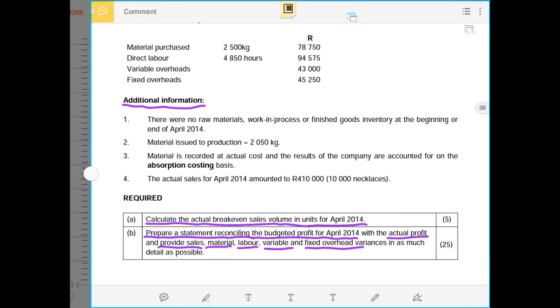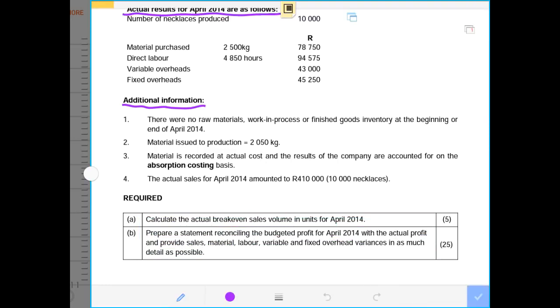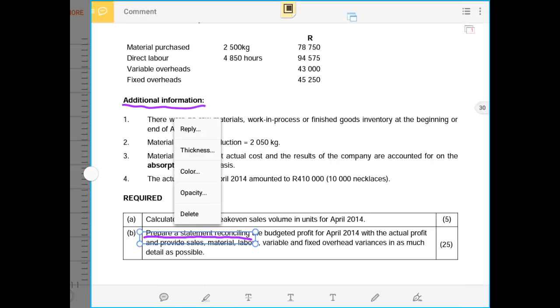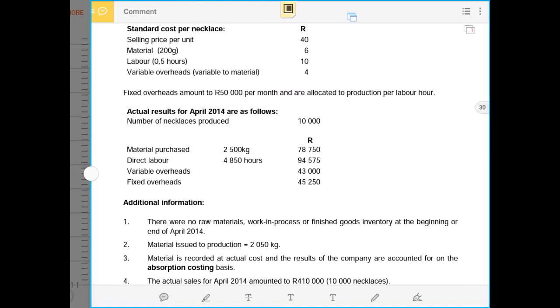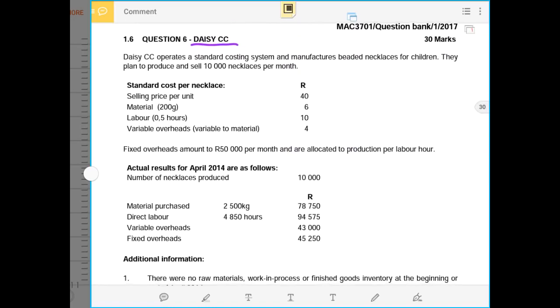So the main focus for this exercise will be the preparing of the reconciliation. And it becomes very important not only to understand how to do variances individually, but also to reconcile the budgeted with the actual through the analysis of the variances. So now we go to the question and we read the information that is provided to us.